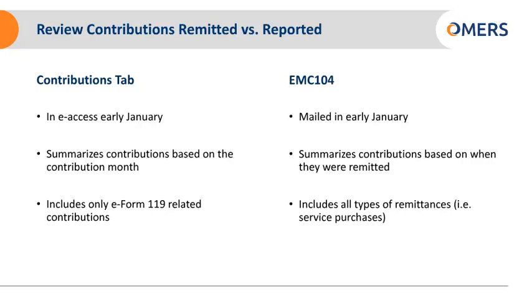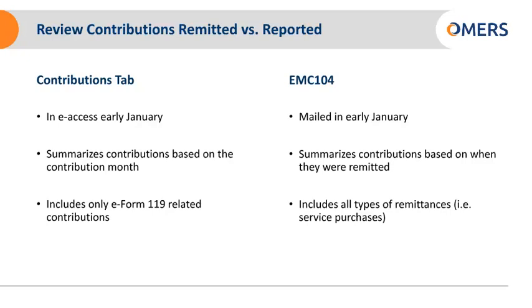Two reports that can also provide valuable information are the Contributions tab in eAccess and the EMC 104, also known as the Annual Statement of Payment Remittances. It is very important to understand the information provided on each report. The Contributions tab in eAccess, available through your eForm 119 dashboard, will show the contributions by contribution month, meaning what month the contributions apply to in the previous calendar year. Whereas the EMC 104 will summarize remittances made January to December of the previous year.